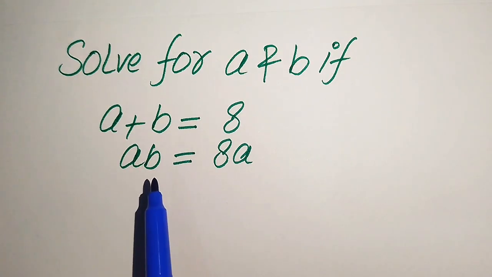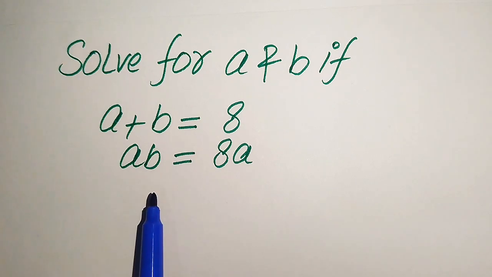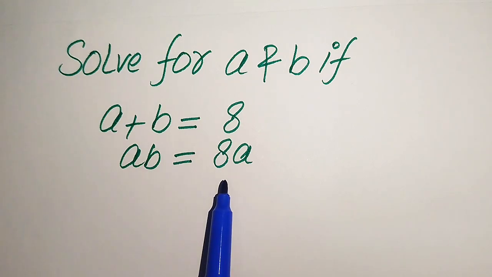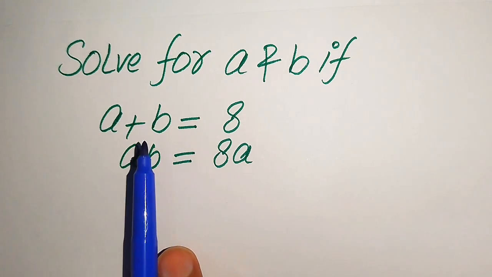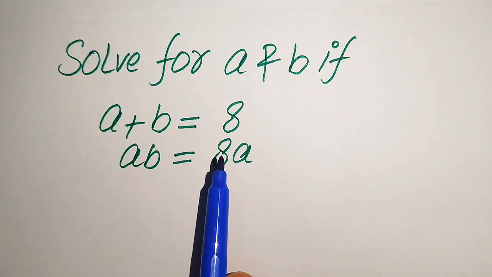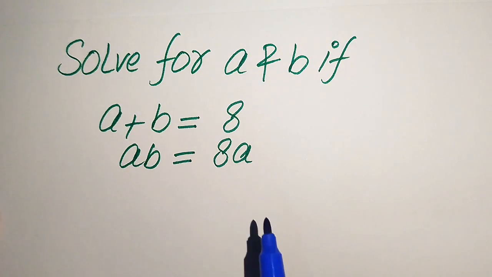If we have a plus b equals 8 and ab equals 8 times a, and we solve this problem for the values of a and b.